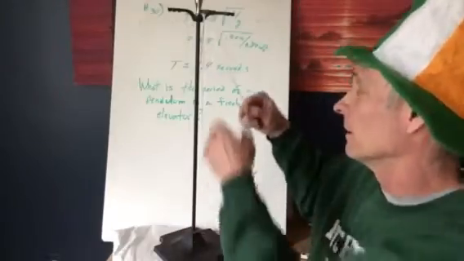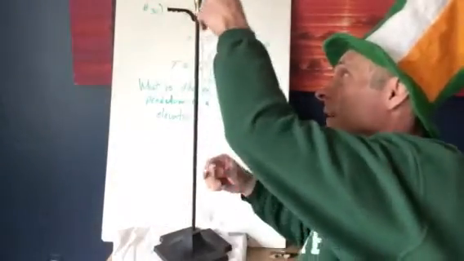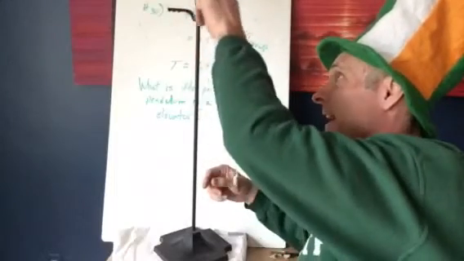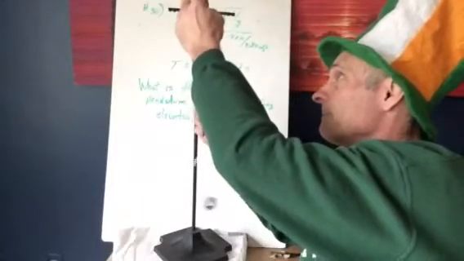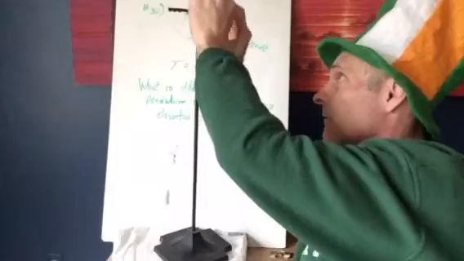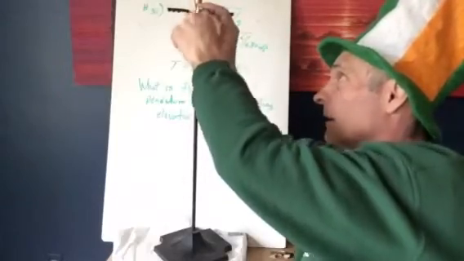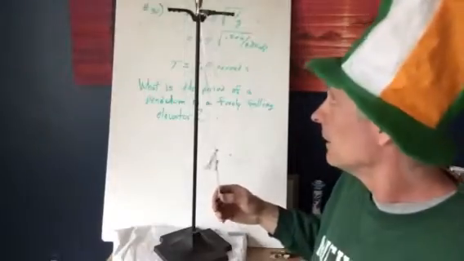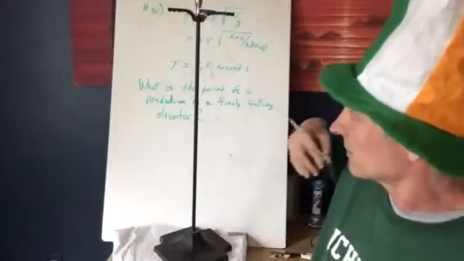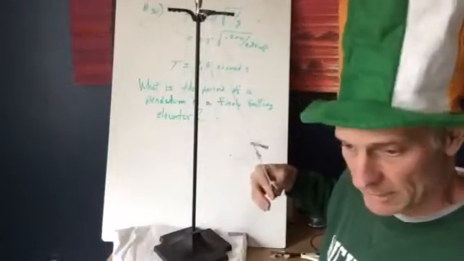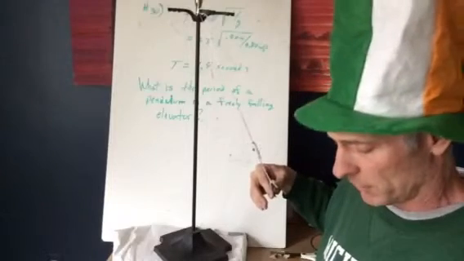Or if I want to change the length, I can just wrap it around the top part of the holder here. So I'll wrap it around a couple of times. And that changes the length of the pendulum. There's some other things, like you can change the size of the swing. Like if I started swinging here, I'll do a little trial for you.